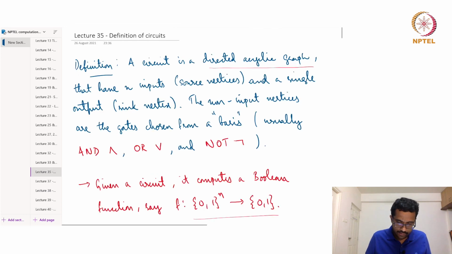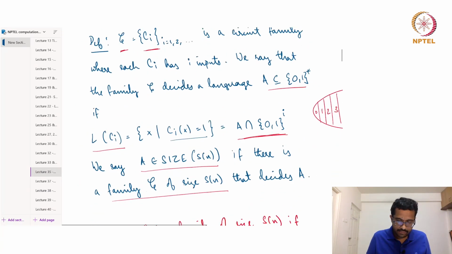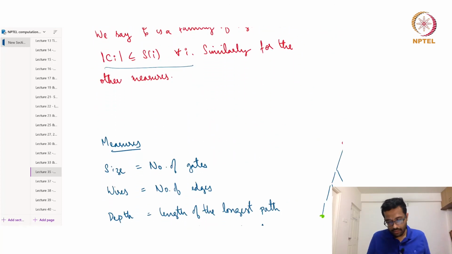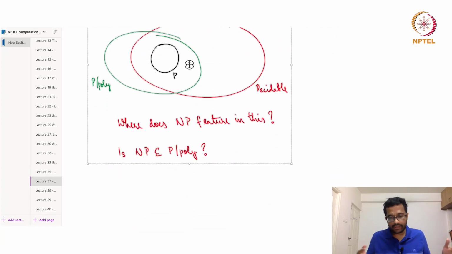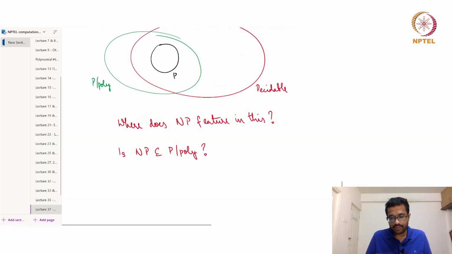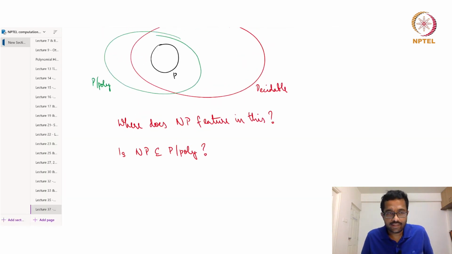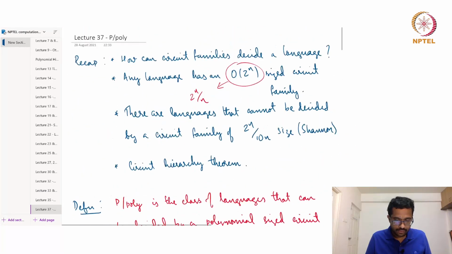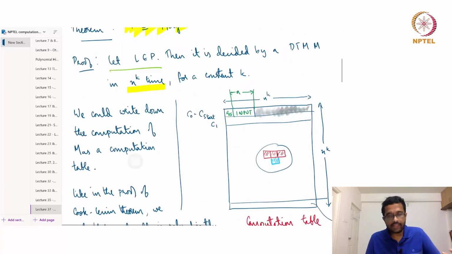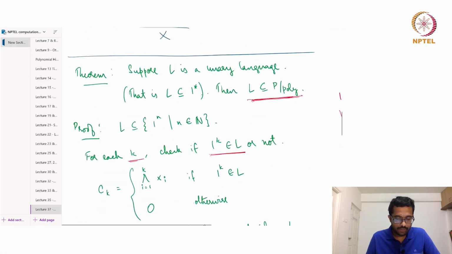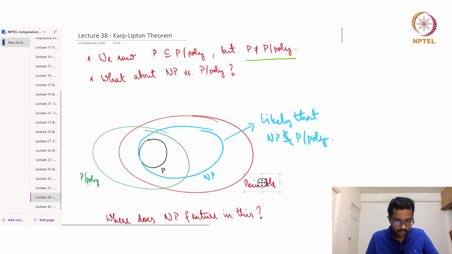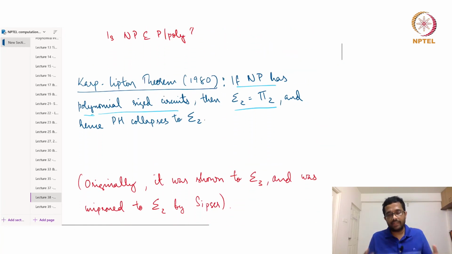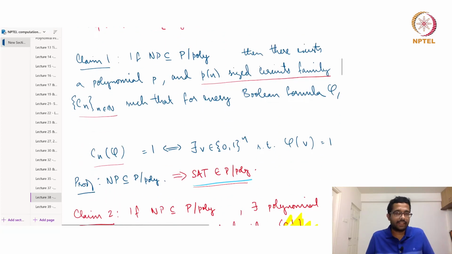Just to summarize week 7, we saw definitions of circuits. We saw that most functions can be computed by exponential size circuits, and in fact most functions require exponential size circuits, right? And then we saw the class P/poly and what it is capable of. We saw P is contained in P/poly, but they are not quite the same. Then we saw the Karp-Lipton theorem, which says how NP is related to P/poly. It's unlikely that NP is contained in P/poly.